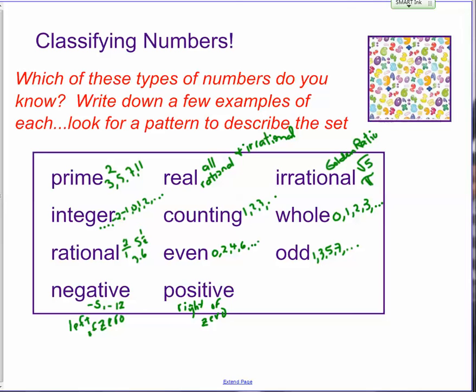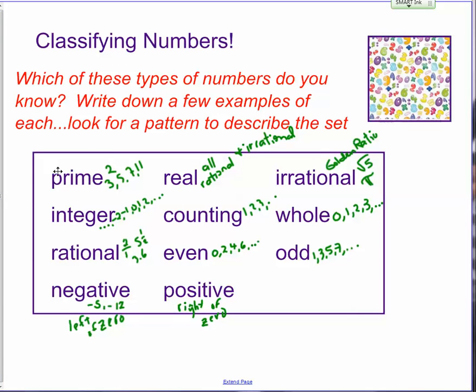The last lesson in Chapter 4 is all about classifying numbers and really deepening your understanding through sets of numbers, and how to create a hierarchy so you can see the relationships between sets of numbers. So we started off by looking at which types of numbers you know, and really you should know all of these. Some of you knew them better than others, but this is a chance to learn. And I had you write down a few examples of each and look for patterns to describe the set.